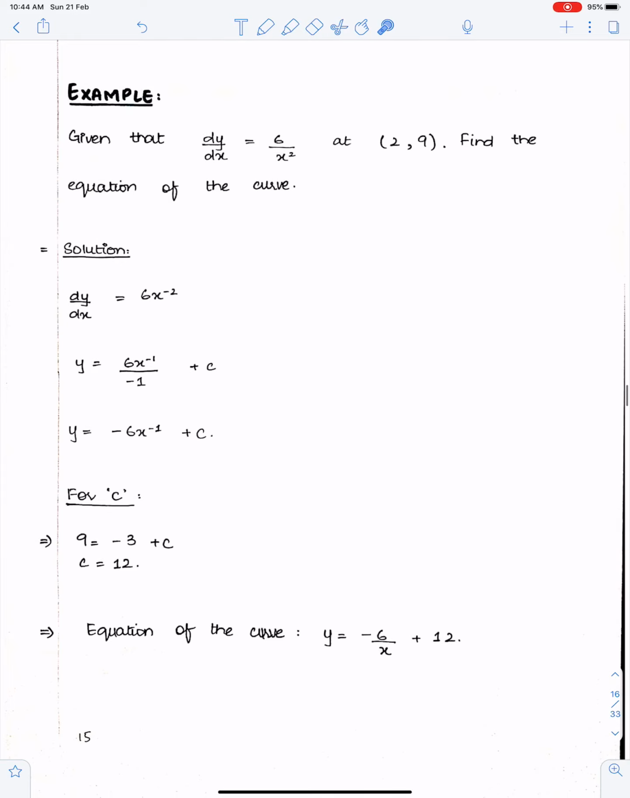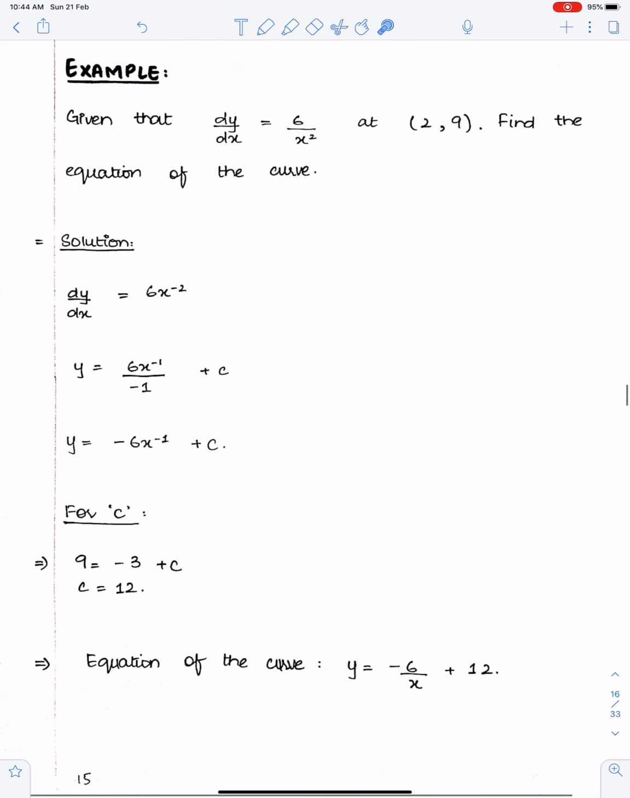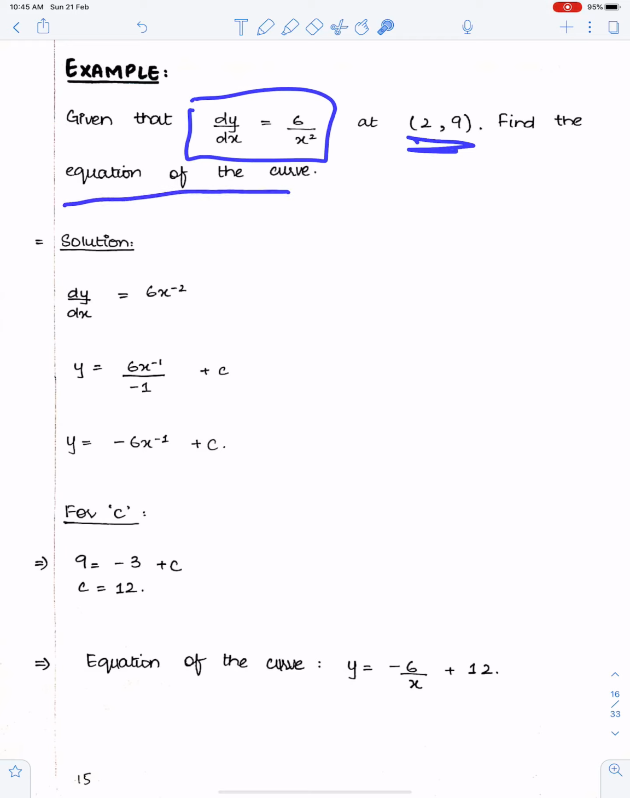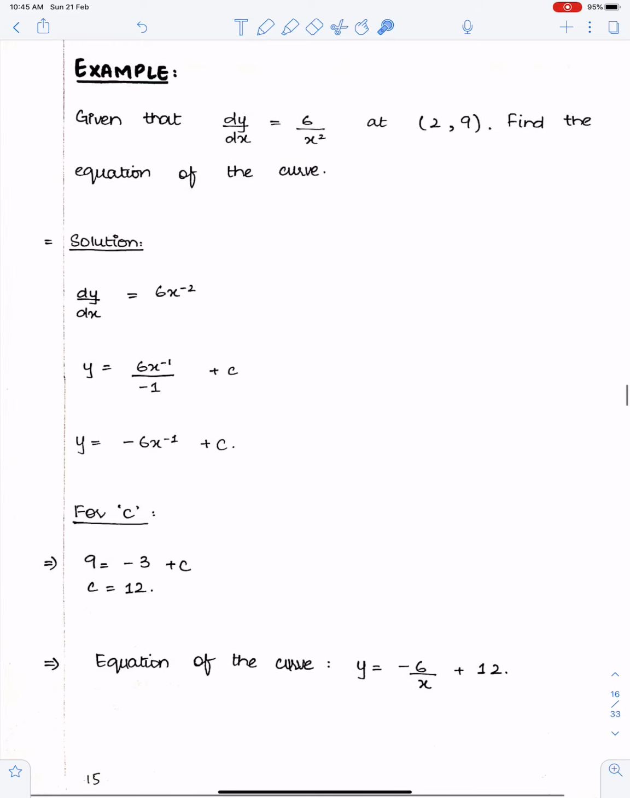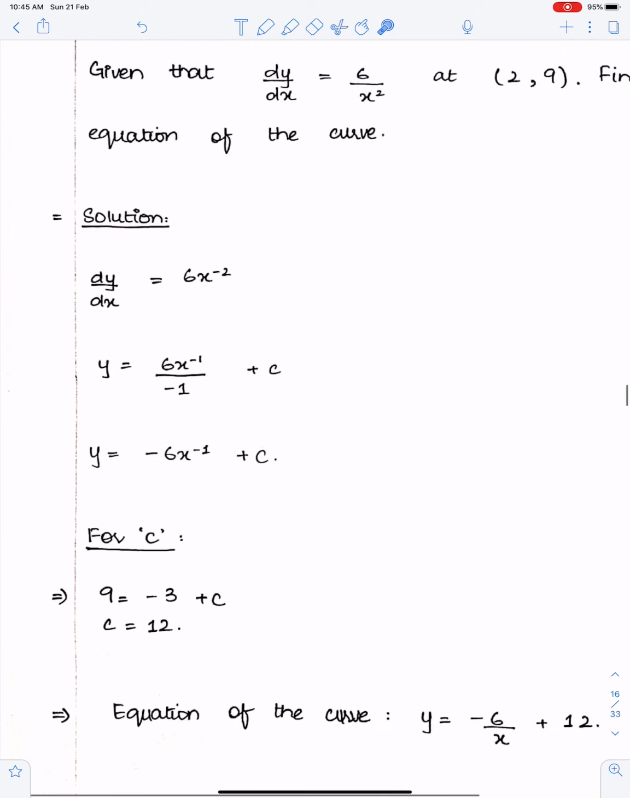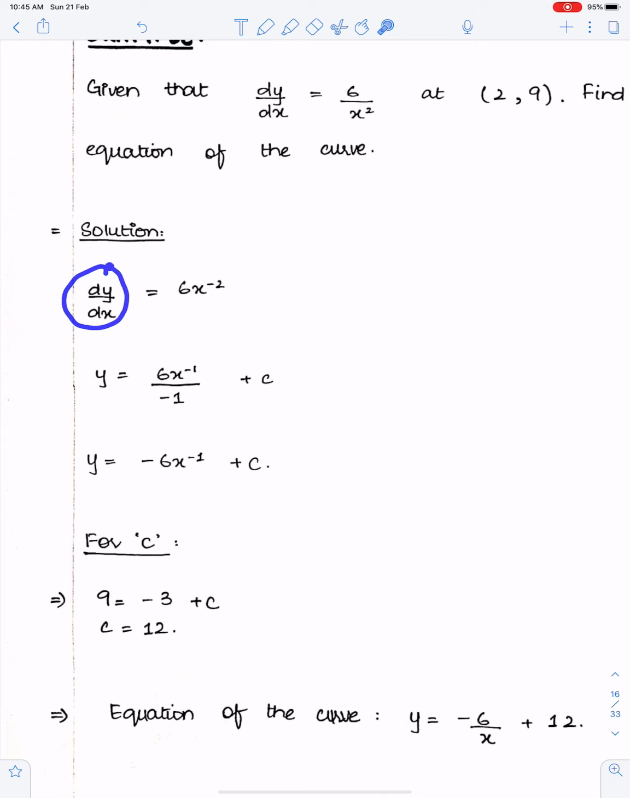Example. Given that dy upon dx is this at this point, the question is find the equation of the curve. It's very simple. You just need to integrate dy upon dx. When you integrate this dy upon dx, you will get y. And when you integrate this 6x power minus 2, it will become 6x power minus 1 divided by minus 1 plus c.